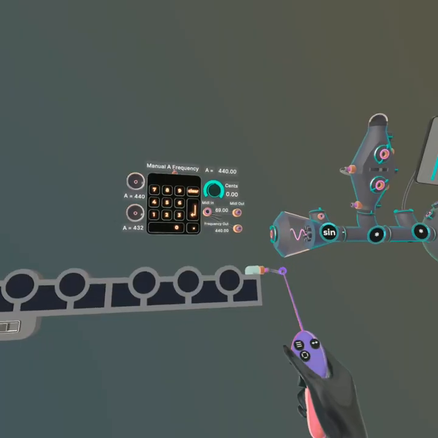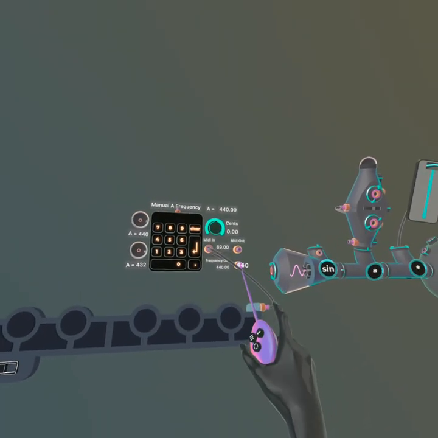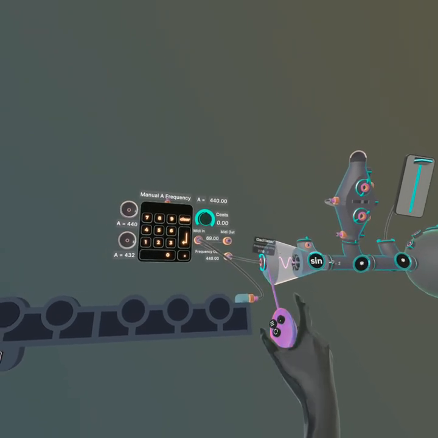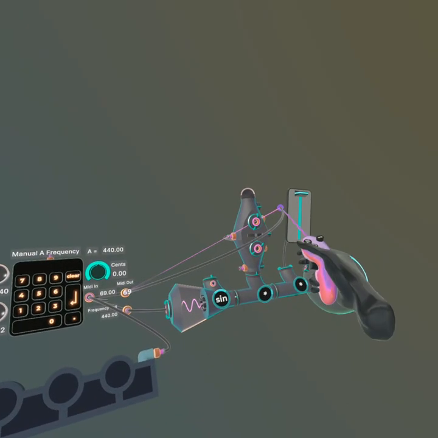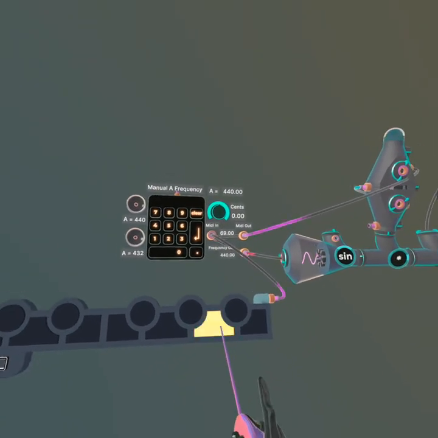So we plug in whatever MIDI device we have here to generate our MIDI in there. And then our frequency comes out here, so we'll put that into the oscillator. And then we'll take the MIDI out and put it into the envelope generator, so when it gets a signal, it makes a note.